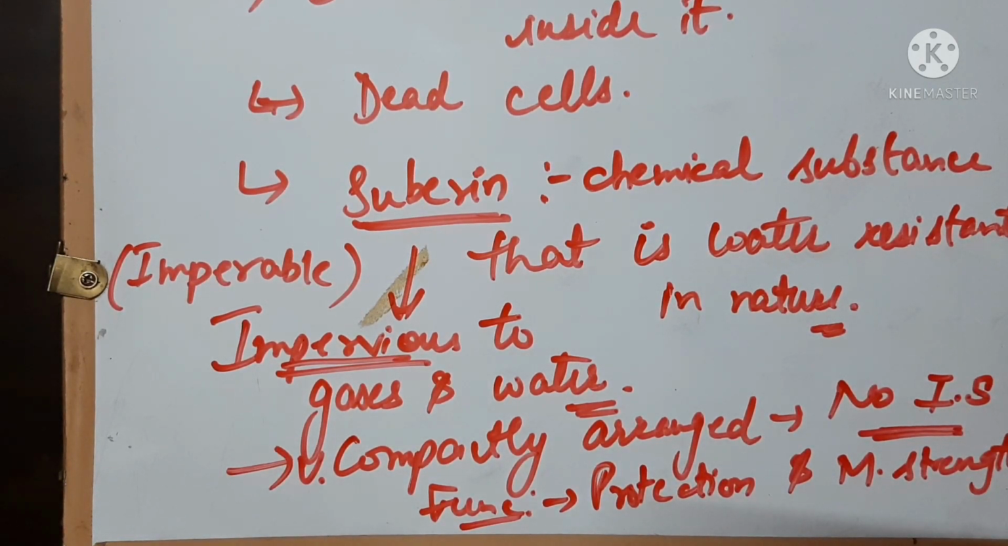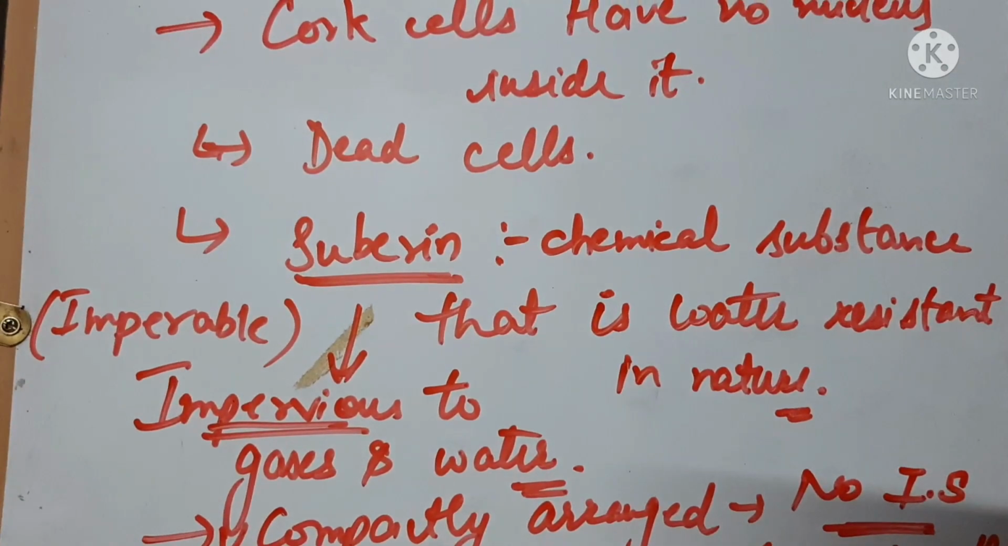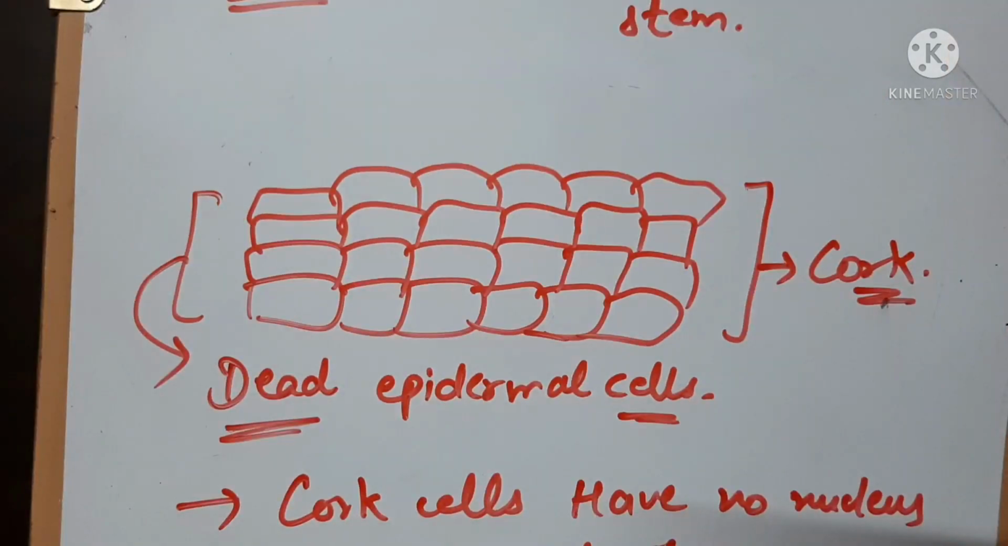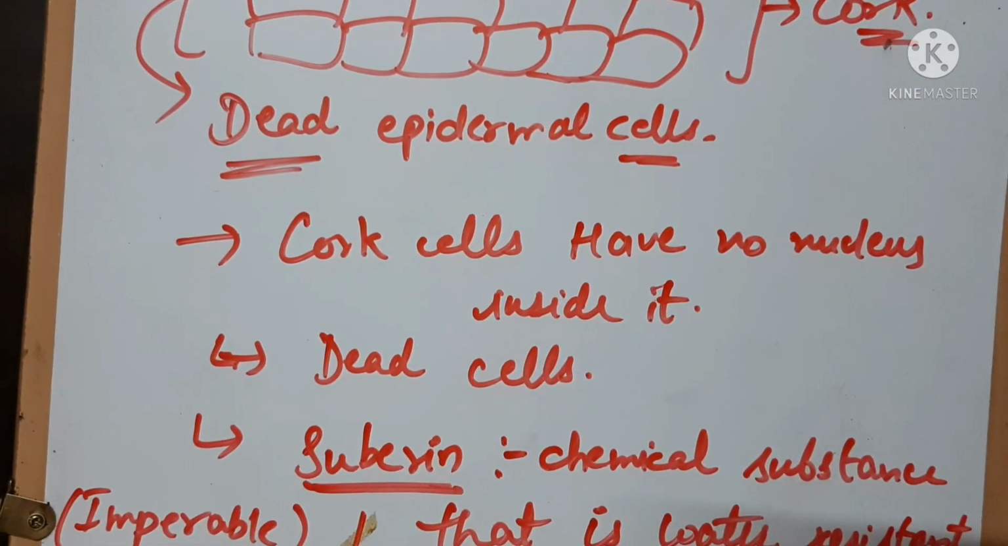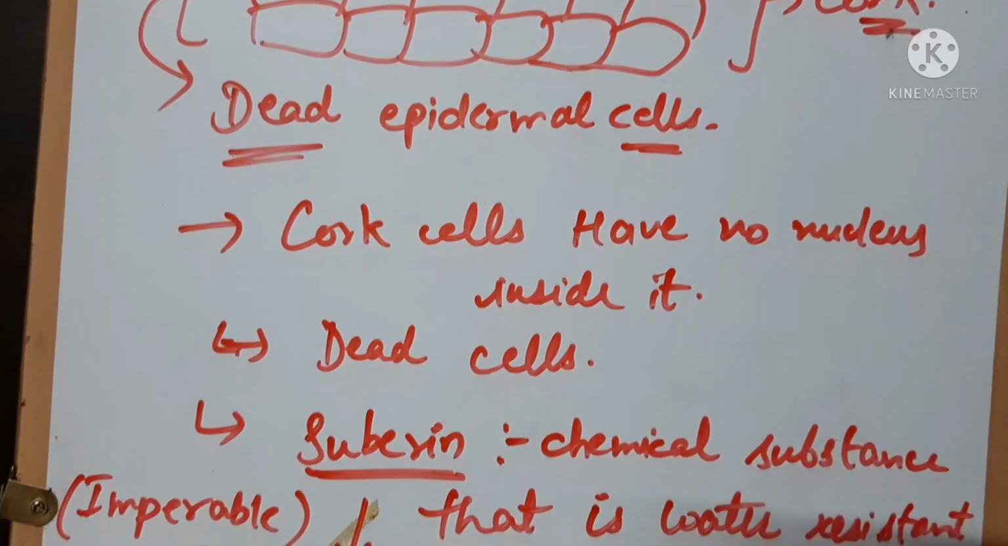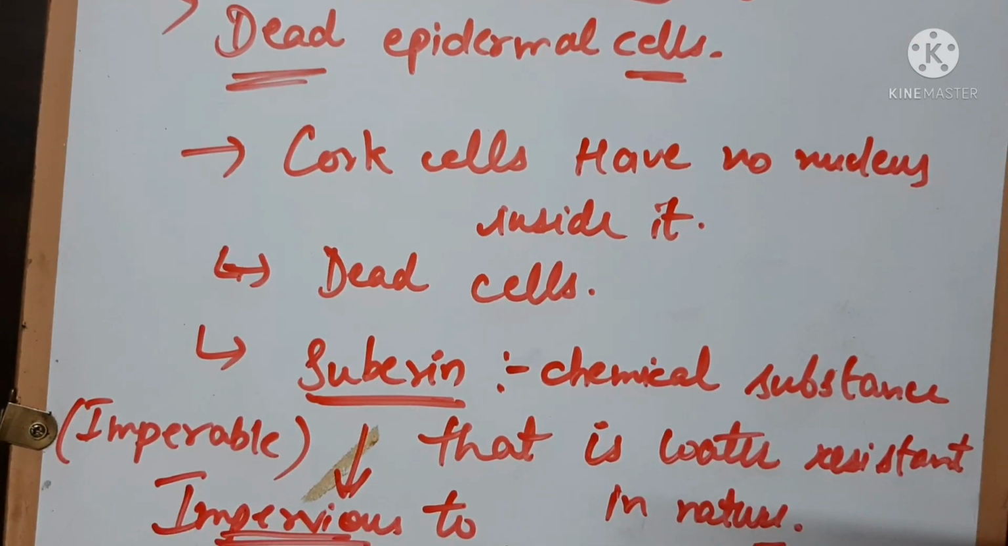So we have talked about the cork. Cork is the protective layer of the stem. Then we have seen how these cork cells are formed when cells of epidermis become ruptured and dead and accumulate, forming a layer of dead epidermal cells that is called cork. The cells of the cork are dead, meaning they have no nucleus inside, and the cell wall of cork contains suberin. Suberin is a chemical substance that has water resistant quality, or that is waterproof in nature.